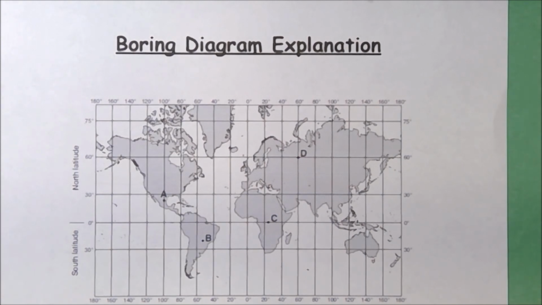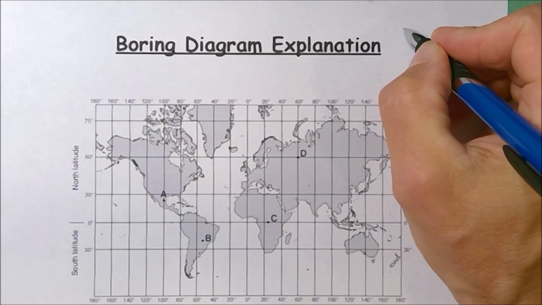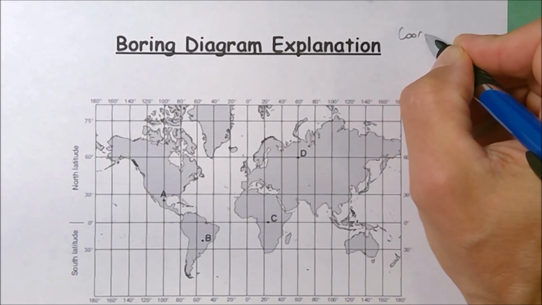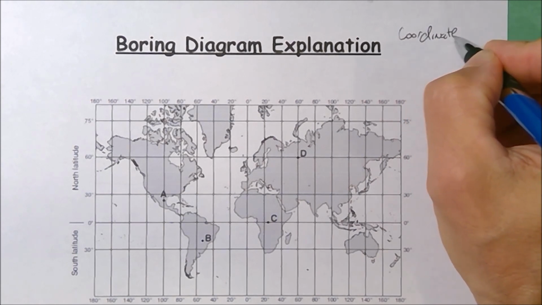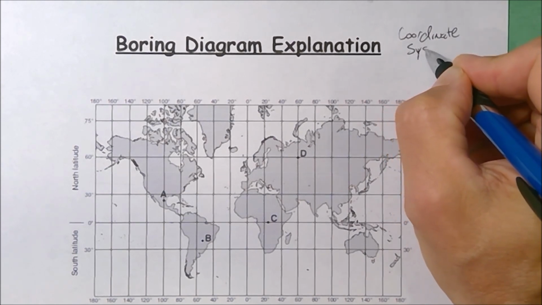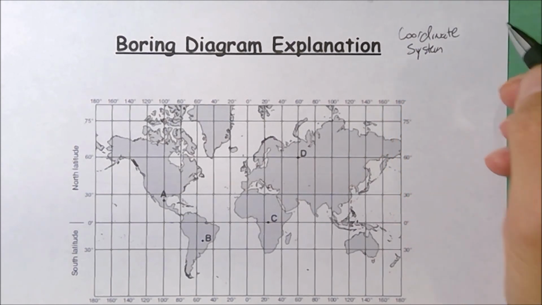Mr. Rabbit here, and time for another boring diagram explanation. Obviously, you have a world map here, and the key concept that we're working with in this diagram is latitude and longitude. So I hope you know that latitude and longitude is a coordinate system. It allows us to pinpoint locations on the planet.